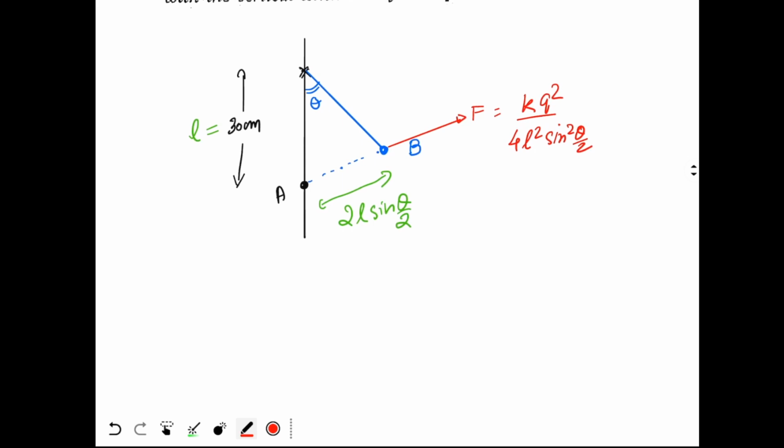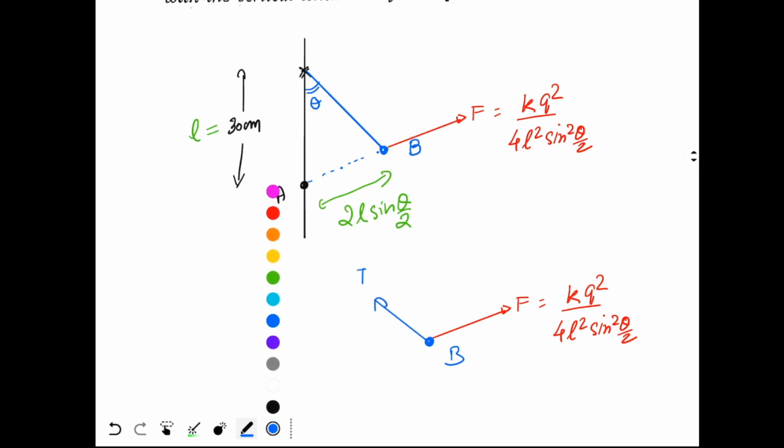Now if you draw the FBD of the particle B, then obviously we have this force acting on the particle. Then we have tension acting in this direction along the string. And finally we have gravity acting downwards. Now let's look at the angles.